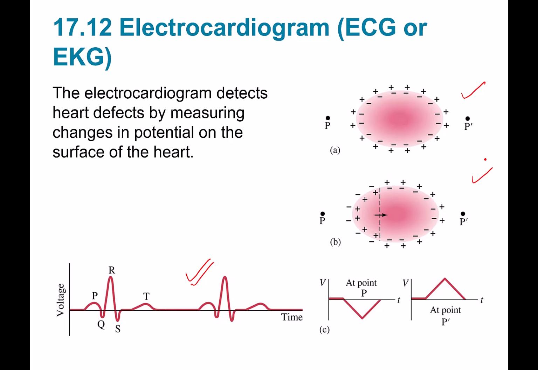So for the heart muscle cell, figure A shows a dipole layer in the resting state. Figure B shows the depolarization of the cell progressing as the muscle begins to contract. And figure C shows the potential V at points P and P prime. The P wave corresponds to the contraction of the atria, and the QRS group corresponds to the contraction of the ventricles, as the depolarization follows a very complicated path.